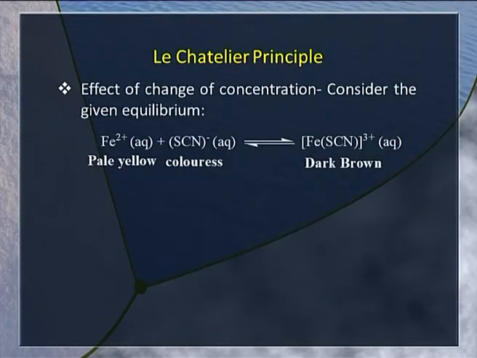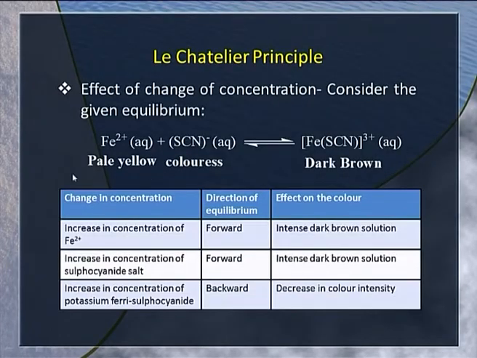In a specific case, the point I want to stress is that if I have Fe2+ and HCN, it forms a complex. The color of the reactant and the color of the product are different. So, if I increase the Fe2+ ion concentration, naturally the equilibrium wants to shift in a direction where it can consume the excess of Fe2+ ion. So, it will move in the forward direction as the product color is brown.